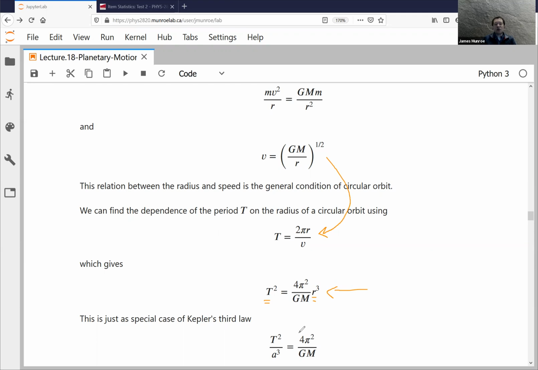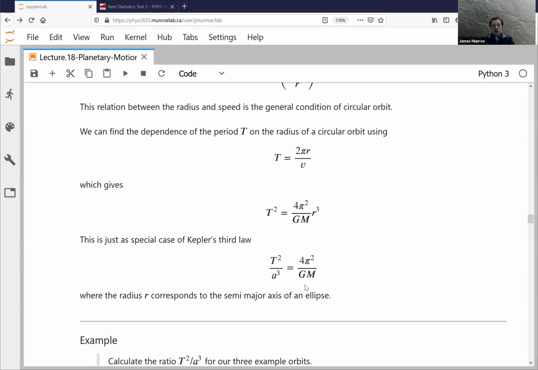Kepler's third law says that if you take the ratio of T squared and the semi-major axis cubed, which for a circle, the semi-major axis A and R are exactly the same thing, then T squared over A cubed is equal to some number. That some number is a constant, and that's what Kepler's third law says. It says if you take the period of any orbit and its semi-major axis cubed, come up with that ratio, then you're going to get some constant number for all the orbiting bodies in the system. So we've just derived a special case of Kepler's law.